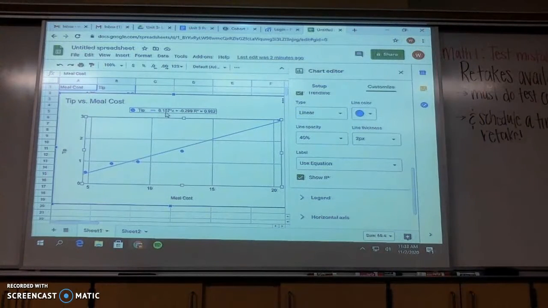Gianna, you got a question? You can write y equals. That's the variable x. Yeah, that means multiply.